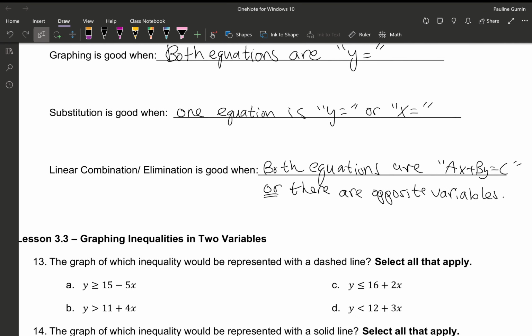All right, number 13 and 14. What we're looking for is the inequalities that represent dashed or solid lines. So let's review that. When we have a symbol like this or like this, we have a dashed line or a dotted line. I prefer calling them dotted. So our line on a graph will look like this. If we have a symbol like this, we have a solid line. The way I remember it is a solid line on the graph has a solid line in the symbol.